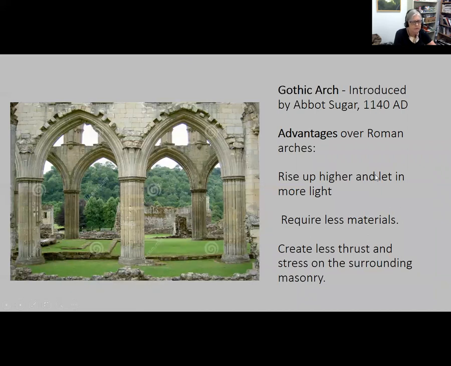So we talked about barrel vaults, and we talked about groin vaults and Roman arches. And much earlier in the semester, chapter 5, we talked about Gothic arches. Gothic arches are pointed. Oh my gosh, they're pointed. They have an advantage over Roman arches, and they rise up higher, and they let in more light, and they require less materials, and you don't have to use as thick of columns, and they create less thrust and stress on the surrounding masonry.